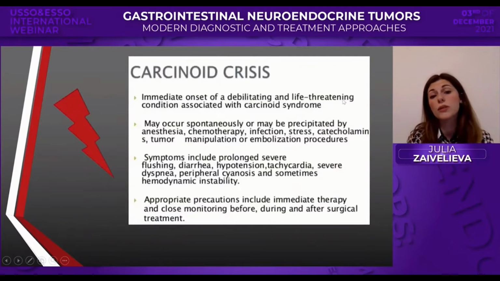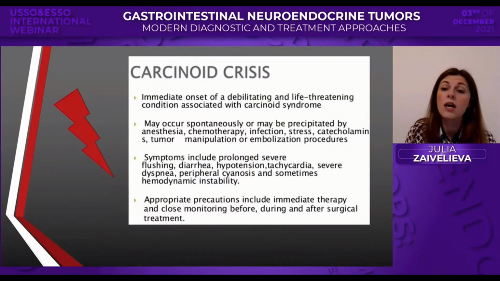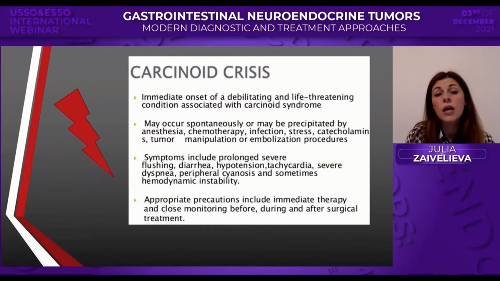It may occur spontaneously or may be precipitated by anesthesia, chemotherapy, infection, stress, catecholamines in the patient's food, tumor manipulation or embolization procedures. Symptoms include prolonged severe flushing, diarrhea, severe dyspnea, peripheral cyanosis, and sometimes even hemodynamic instability. Appropriate precautions include immediate therapy and close monitoring before, during, and after surgical treatment.